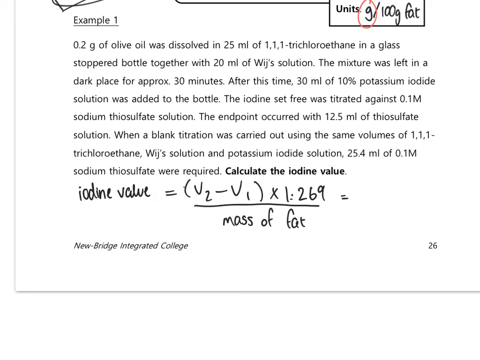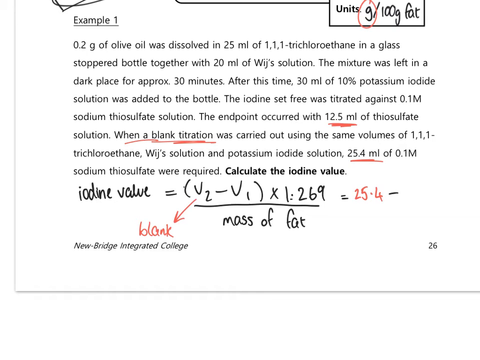Okay, so what does V2 represent? The blank volume. So which one is my blank volume? Read the question. The endpoint occurred with 12.5 mils of thiosulfate, and when a blank titration was carried out, 25.4 mils was required. So that's the blank, 25.4. Okay, what's my V1 then equal to?